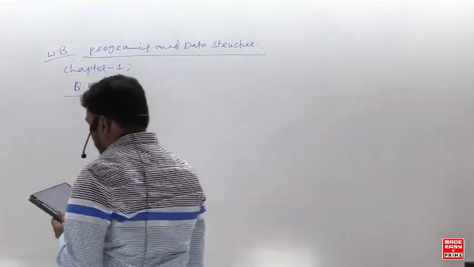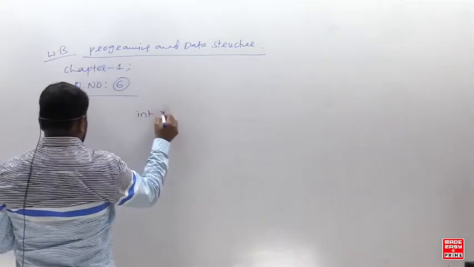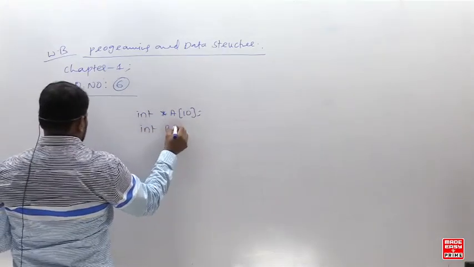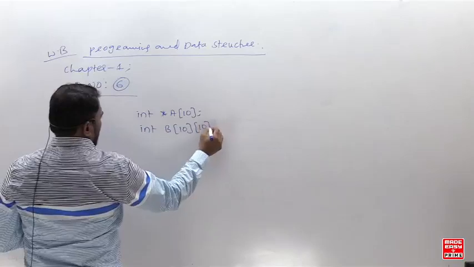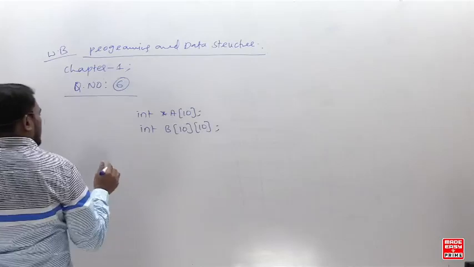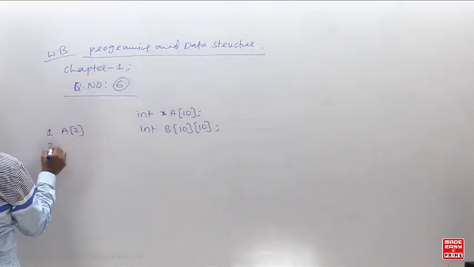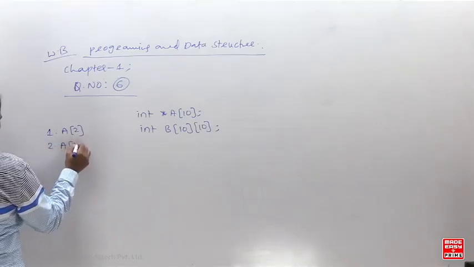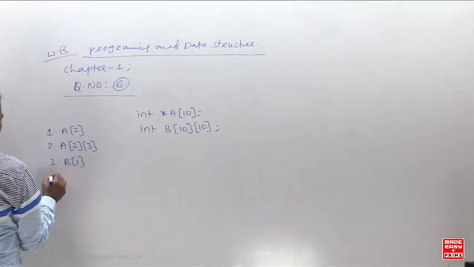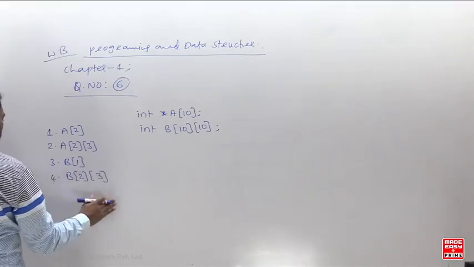Okay, so I gave sufficient time, guys. What he has given is int *a[10], and the next one, int *b[10]. Same thing, he has given it just beside that. So both of these are given to you, and he has given 4 options: a[2], a[2][3], b[1] and b[2].